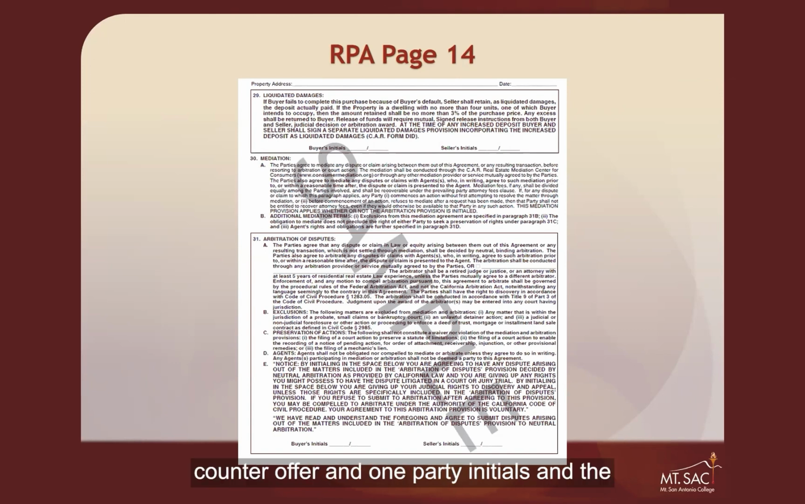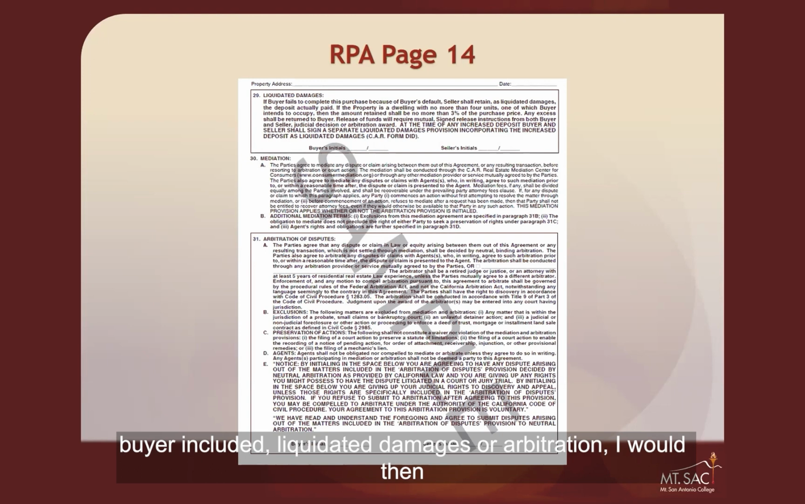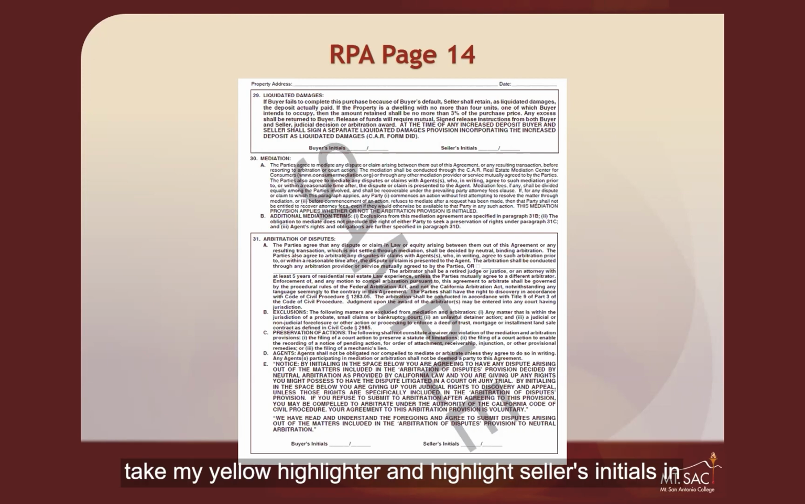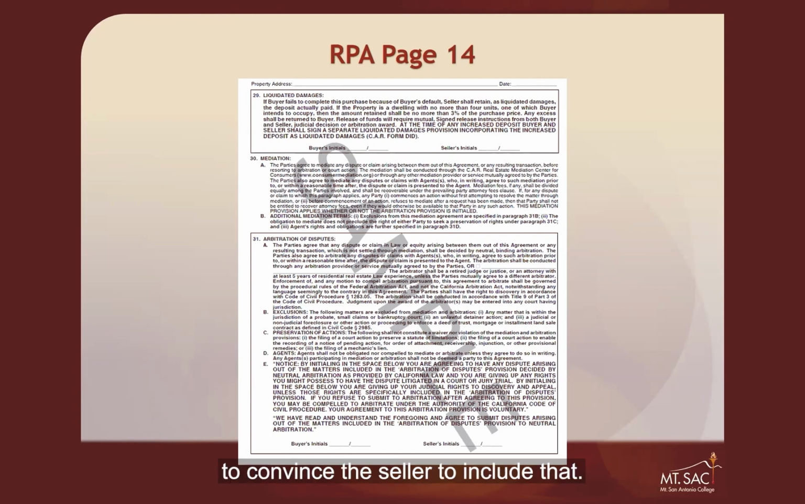But if you don't have a counteroffer and one party initials and the other party doesn't, you don't have a contract, which is why back in the pre-DocuSign stage, when I would write an offer, and let's say my buyer included liquidated damages or arbitration, I would then take my yellow highlighter and highlight seller's initials in that paragraph. One agent said, you're trying to convince the seller to include that. And he says, I don't care if they include it or not. They either include it or they counter it out. I just don't want them to skip over it because then we won't have a valid contract.